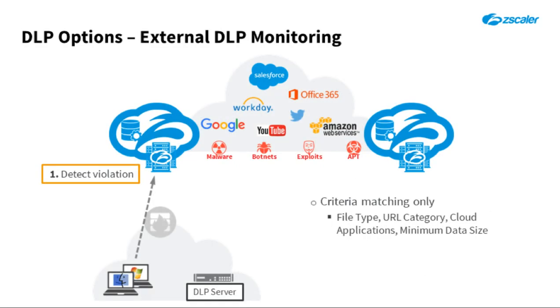Alternatively, you can configure Zscaler to simply detect a possible transgression and report it to an existing on-premise or cloud-based DLP system using the Internet Content Adaptation Protocol, ICAP. In this scenario, Zscaler does not scan the content with its own DLP engines, but simply acts as a filter and triggers based on the configured criteria. Zscaler can also block traffic based on the criteria, although without the use of the Zscaler DLP engines, this would be a fairly hit-or-miss process.